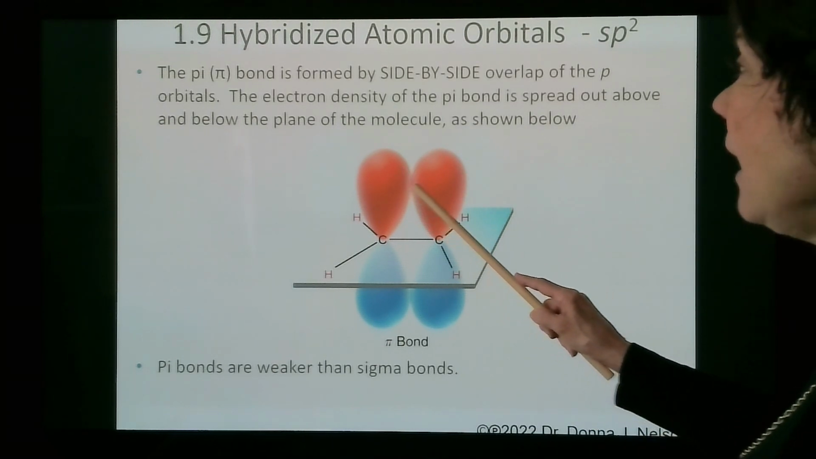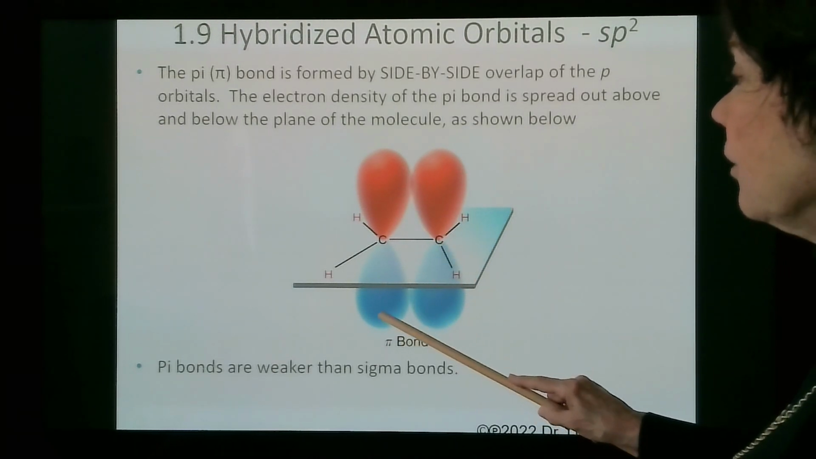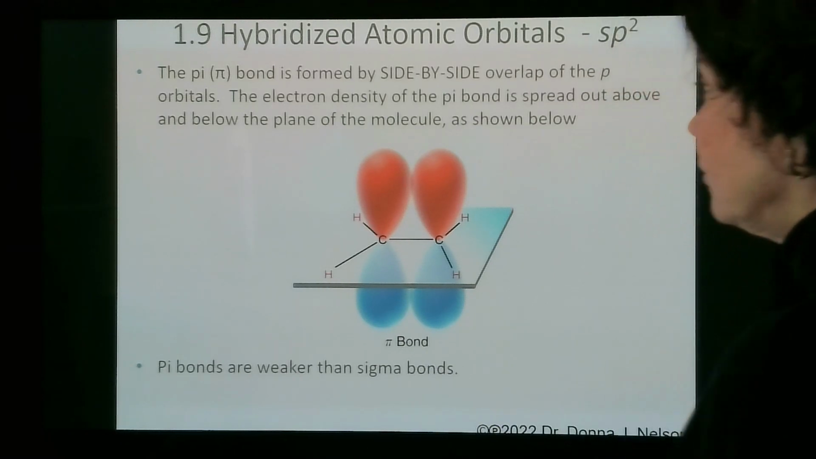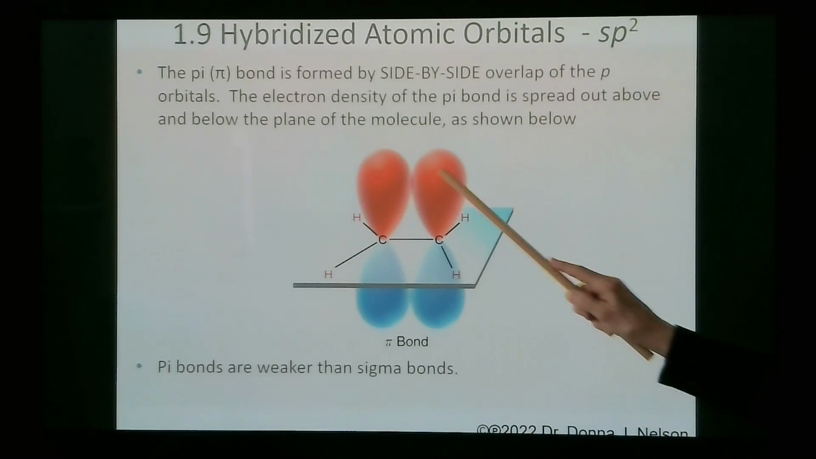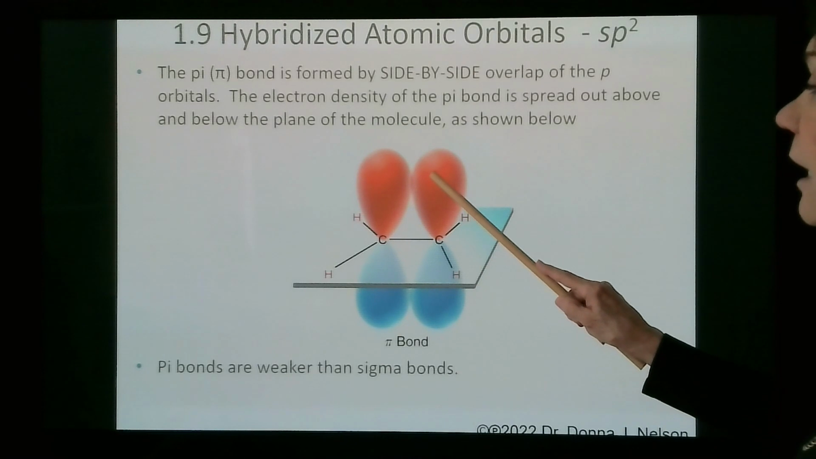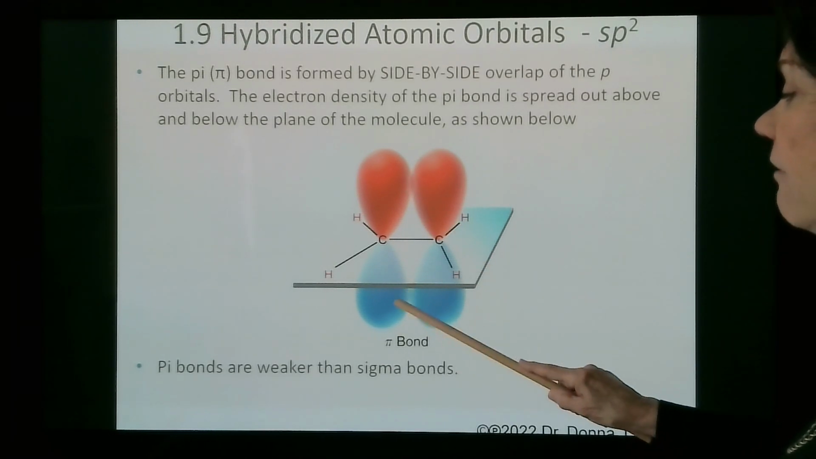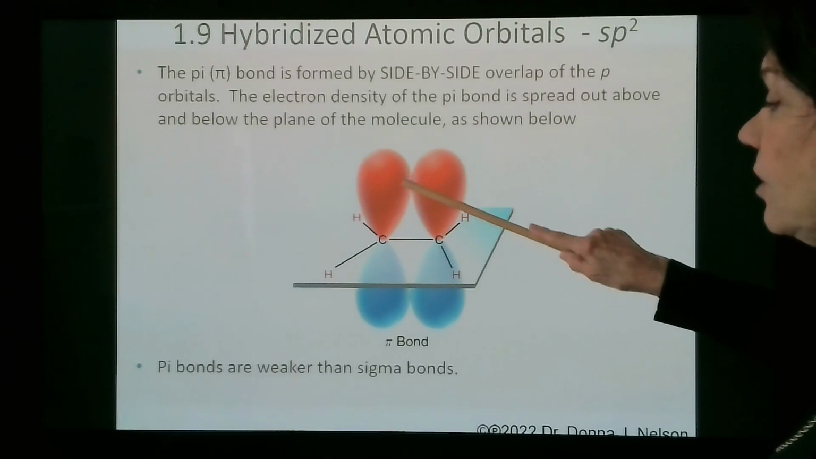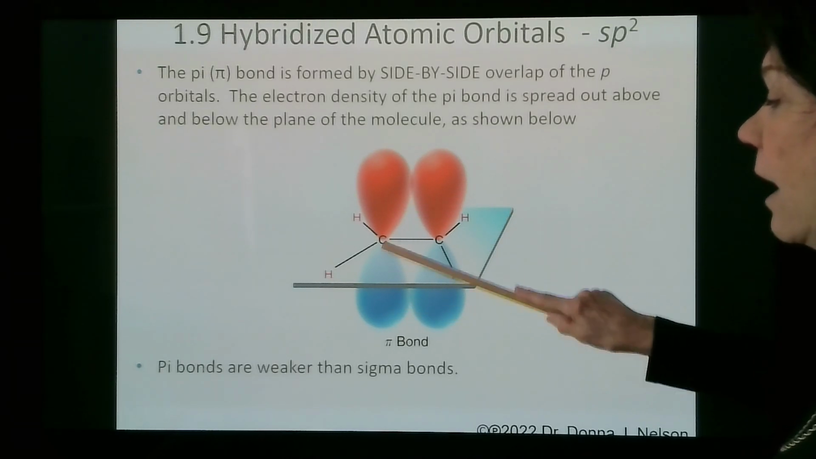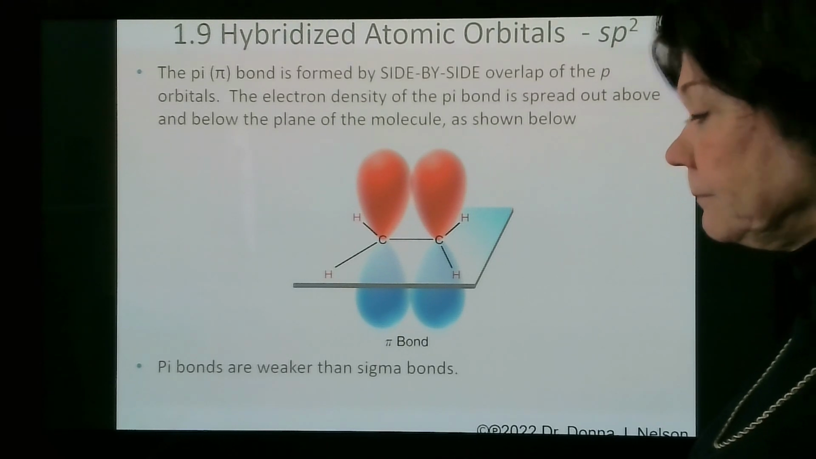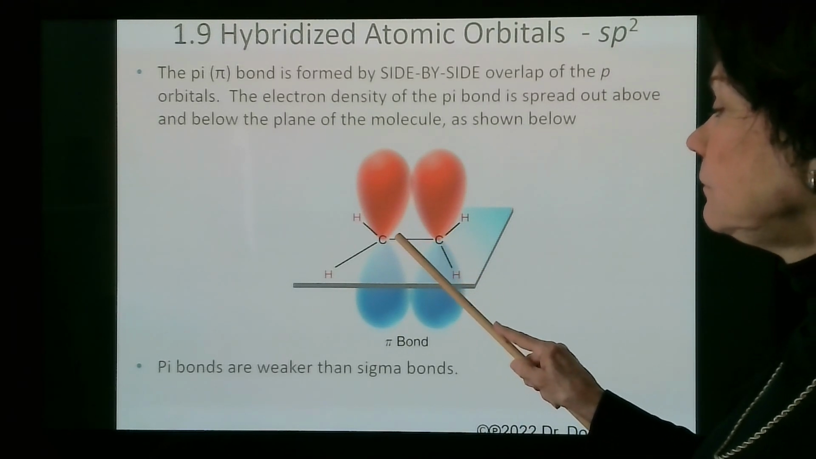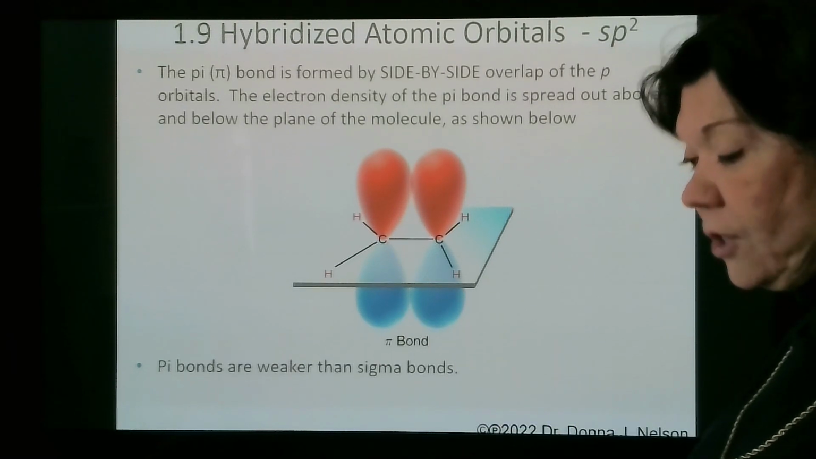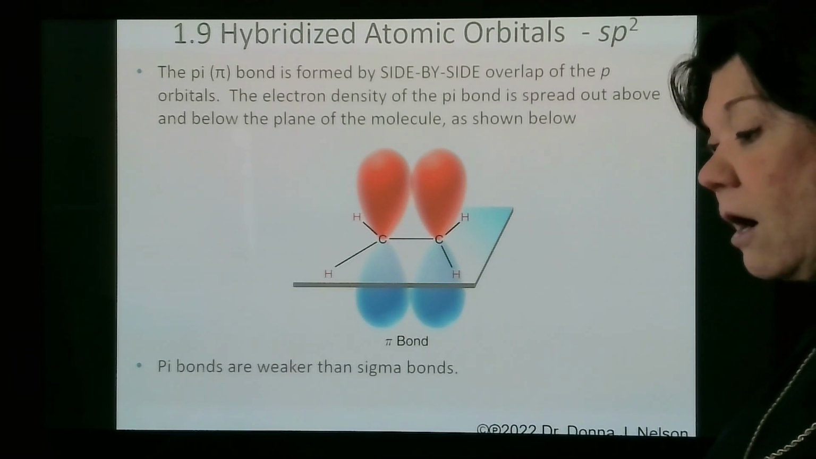So here, it's a side-by-side overlap here in the pi system. The electron density is spread out above and below the plane. If you add together the part above and below the plane, that is one pi bond. Pi bonds are weaker than the sigma bonds because the pi bonds, the electron density, is farther away from the nuclei. In the sigma system, the sigma bonds lie close in to the nuclei, and so they are more stable.